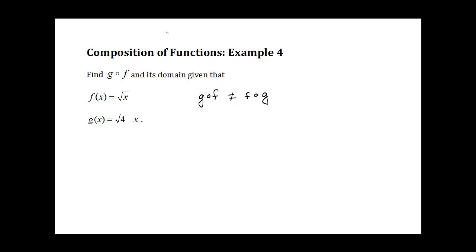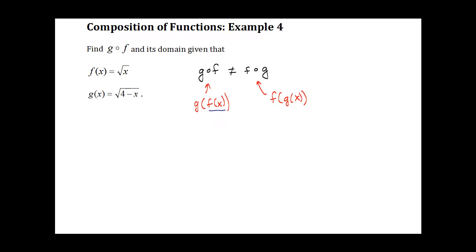G compose f of x is g as a function of f of x, and f compose g of x equals f of g of x. So really what we're doing is we're putting f of x in for x in g of x now, rather than g of x in for x in f of x like we did in the last example. So we're going to start off by finding f of x here. We're going to write down f of x because this is what we want right here. We're going to use this statement.